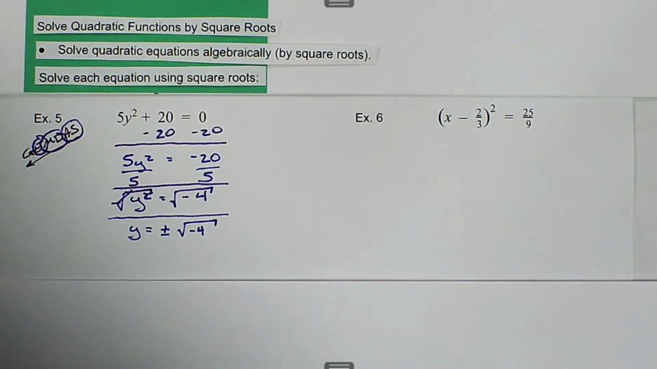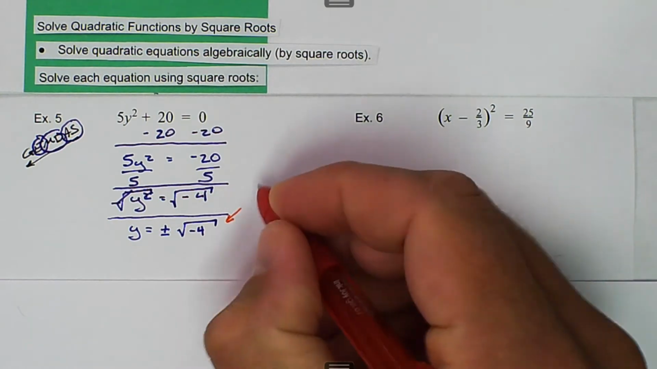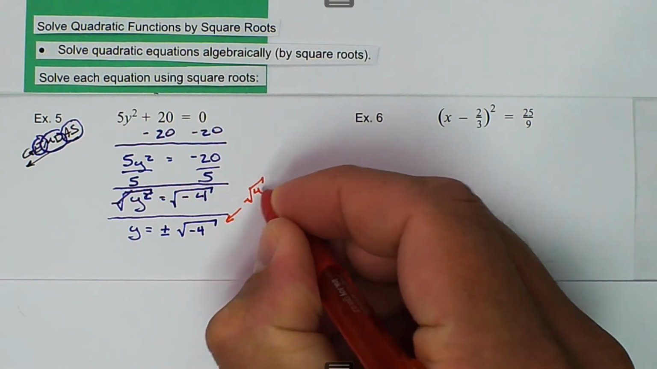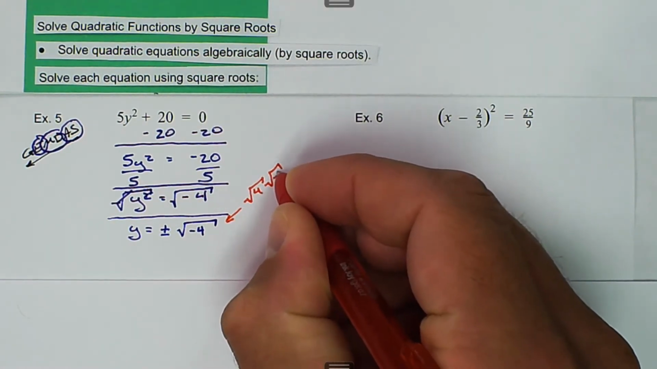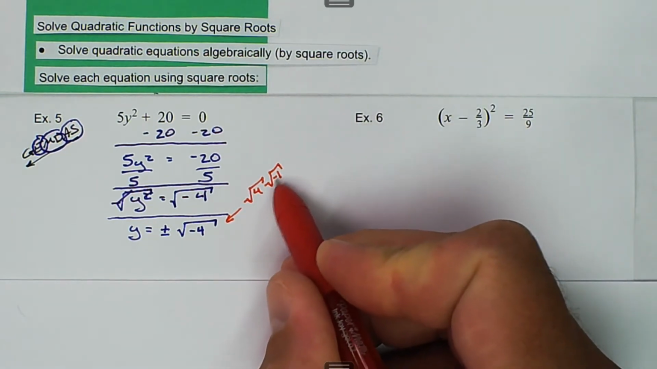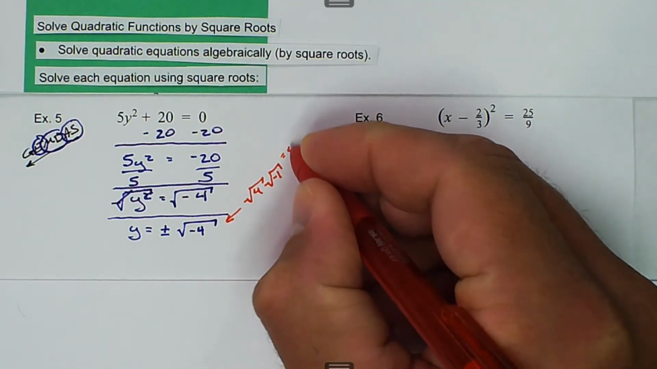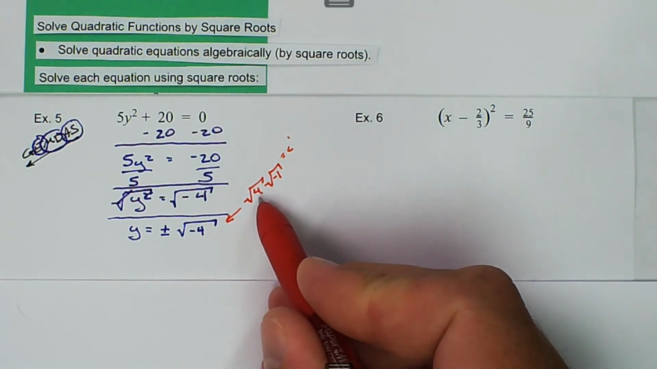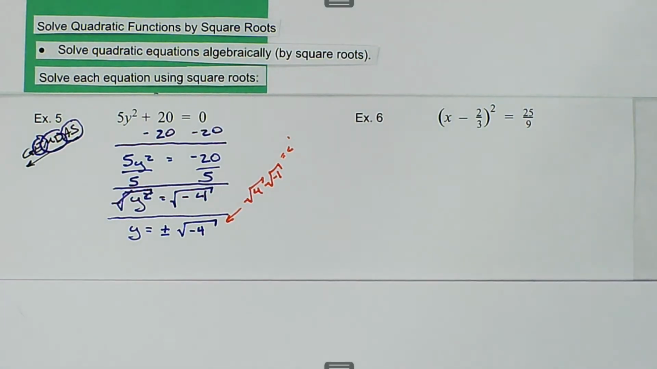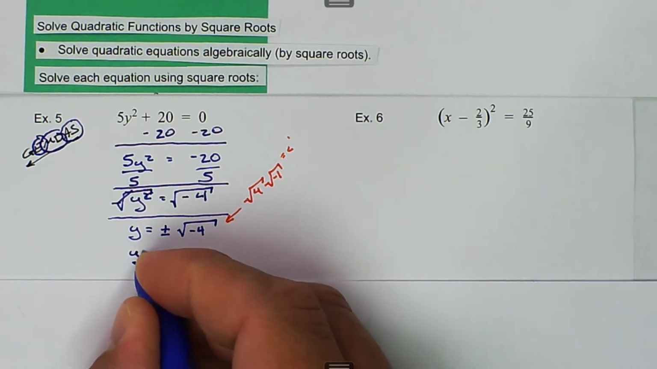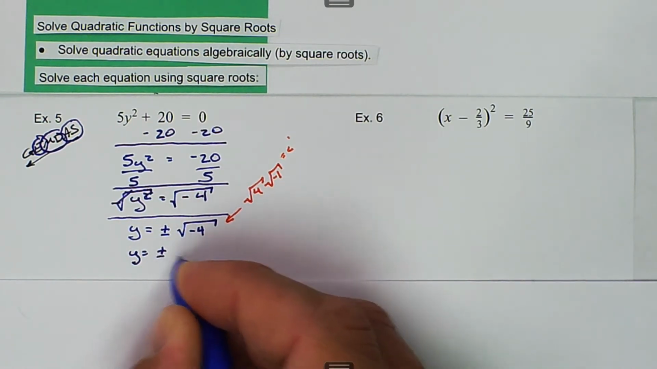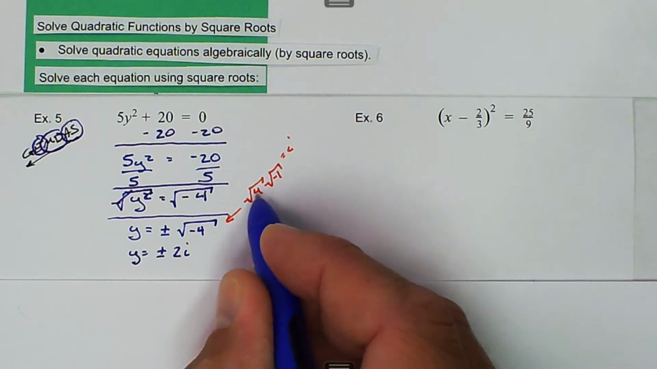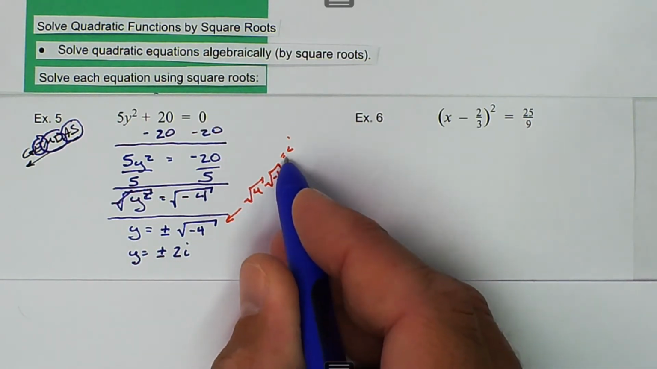And then we remember that the square root of negative 4 can be rewritten as the square root of 4 multiplied by the square root of negative 1. And the square root of negative 1 is equal to i. And the square root of 4 is equal to 2. So then we can write this answer as y equals plus or minus 2i. The square root of 4 is 2, and the square root of negative 1 is i.